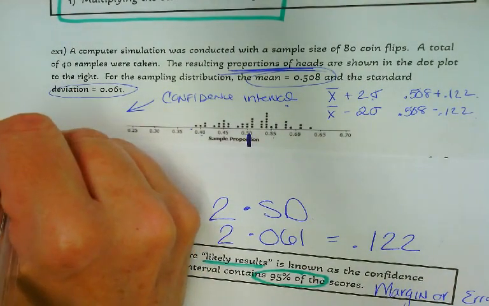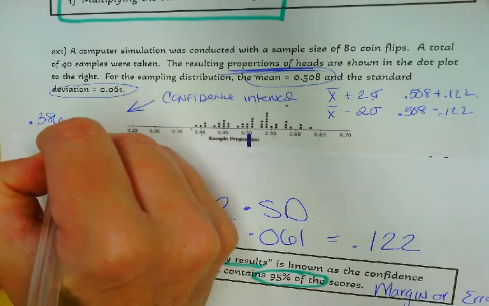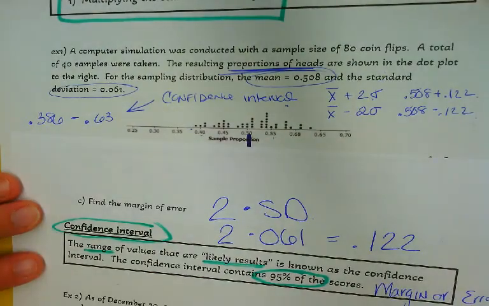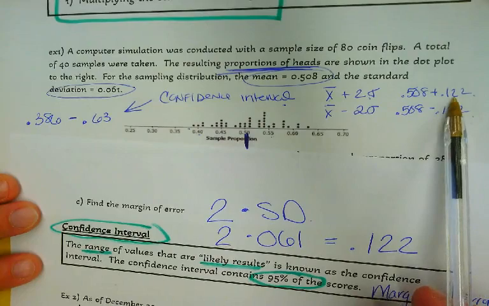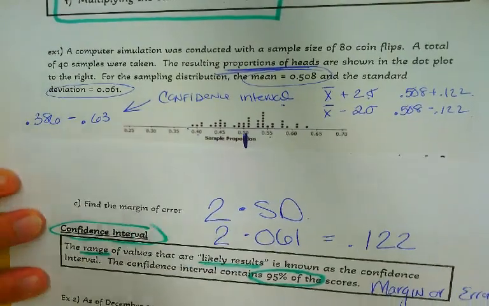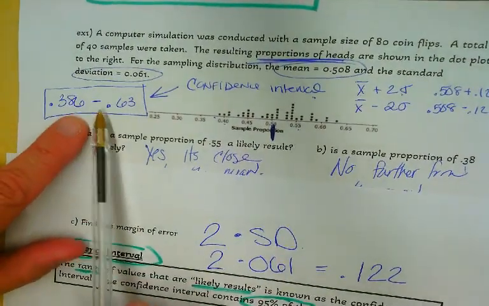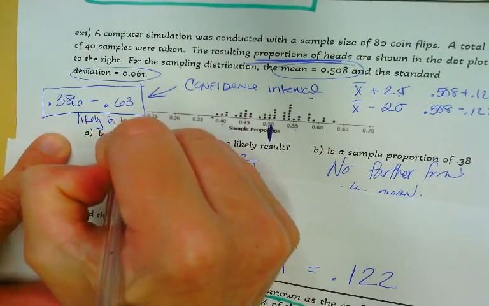So I'm getting a range from just 0.386 for the min, and 0.63 for the max. So again, I just took my mean and I added my 2 standard deviations, called the margin of error, and I took my mean and I subtracted it. And I'm basically saying this is my confidence interval. Anything that falls in here is likely to happen.